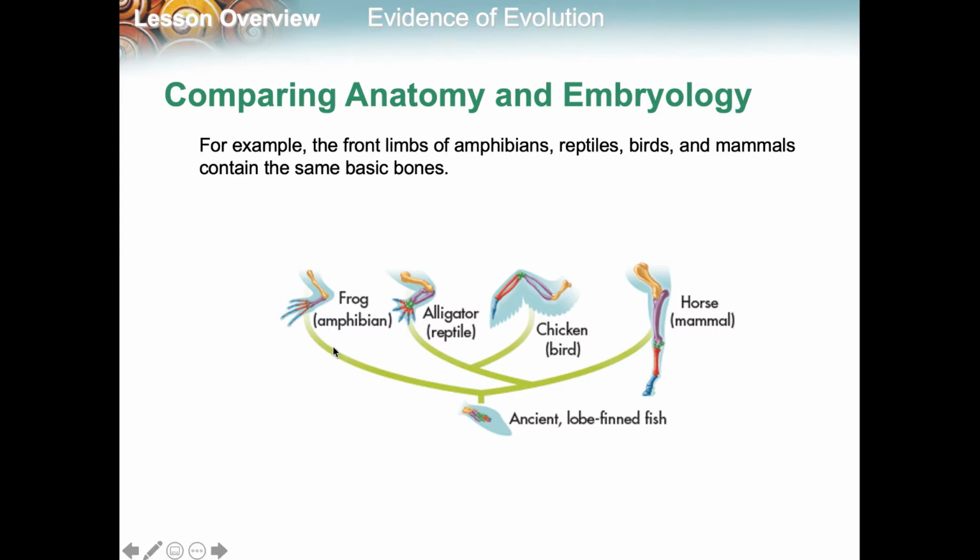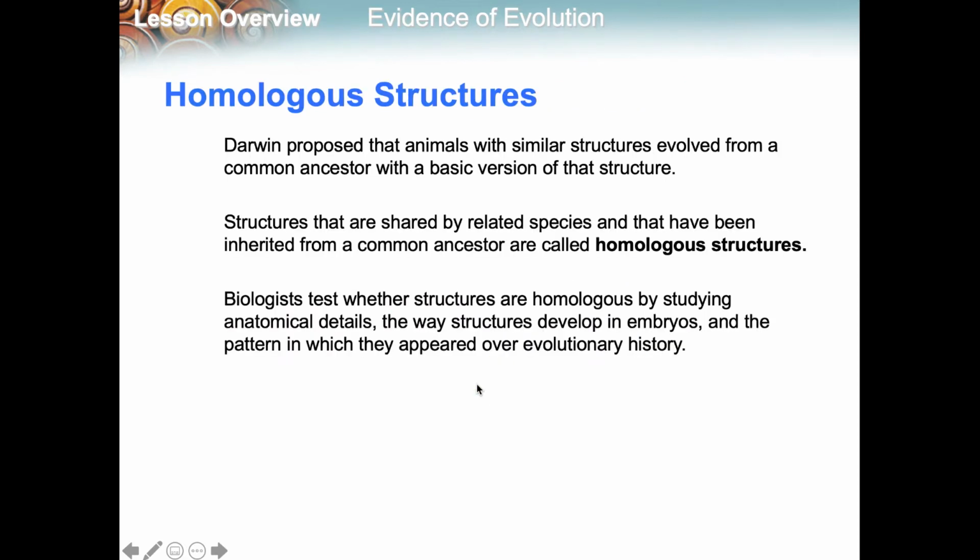The blue right here in the front of all of them is the phalanges, or the fingers. The red is the metacarpals, which is like the palm of your hand. The green is the carpals. You can see them amongst all of them. The purple is the ulna and the radius, which is where your forearm is. And then this is the humerus, which is the top part of your arm. And you can see them even in the ancient lobe-finned fish.